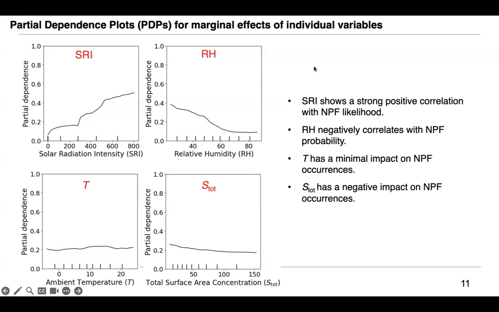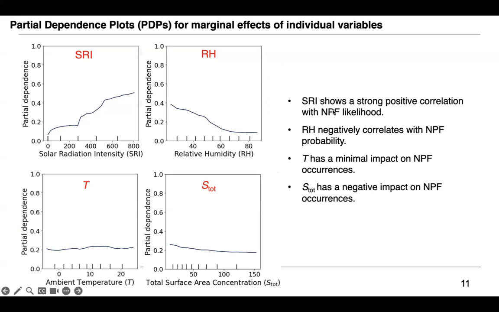And collectively, these top 6 features account for 76%. And specifically for each individual feature, how it plays a role in the probability of new particle formation occurrence. We here introduce the partial dependence plot for the marginal effect of individual variables, which means we can see how the individual variables play a role in leading to new particle formation.